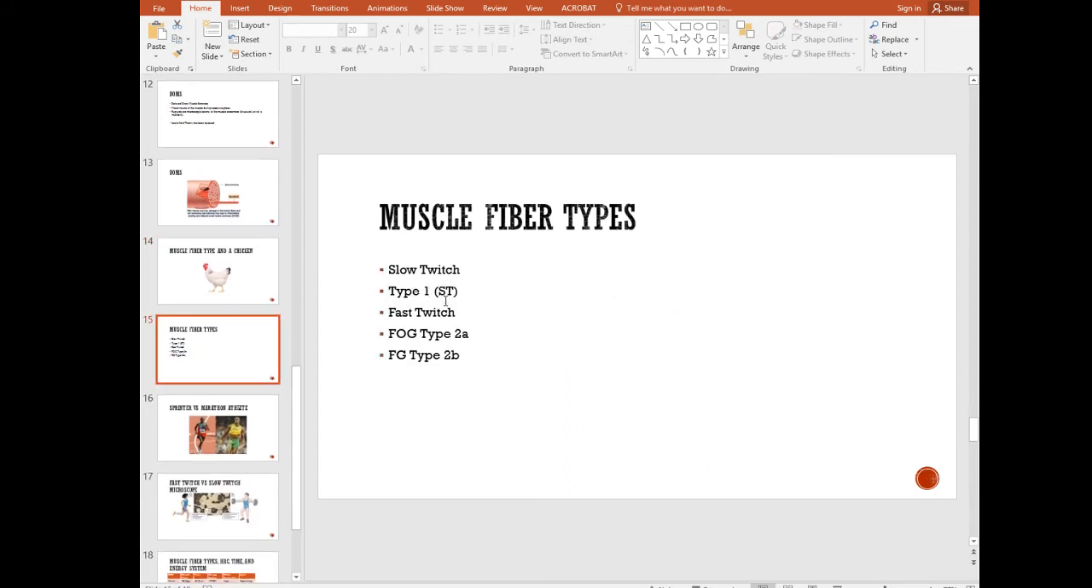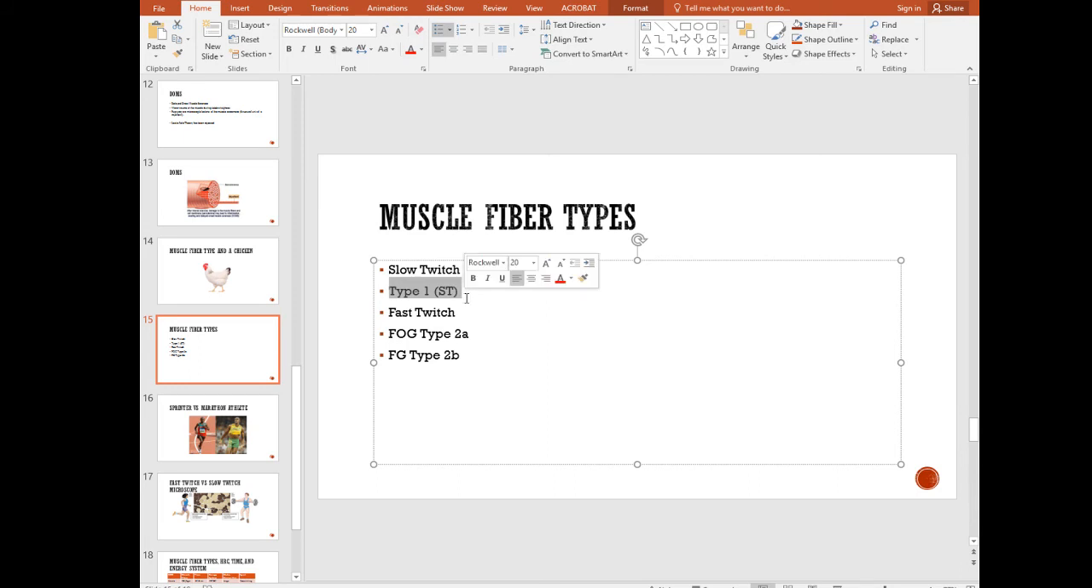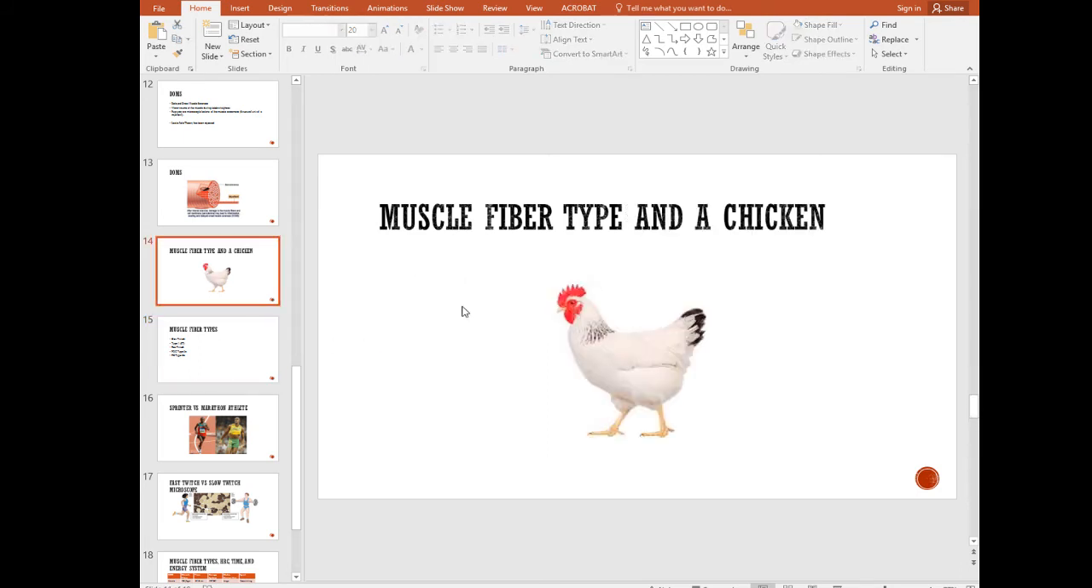So slow twitch are type 1 fibers. You see those in endurance athletes. A lot of this has to do with your genetics, but you can change it through training. Then you have fast twitch. Now, I was just referring to the breast meat here as fast twitch.